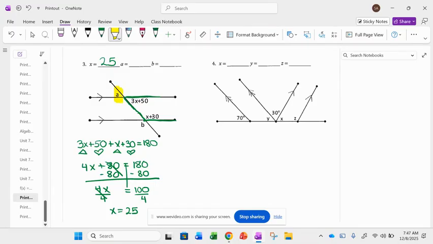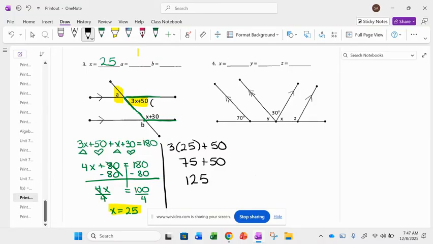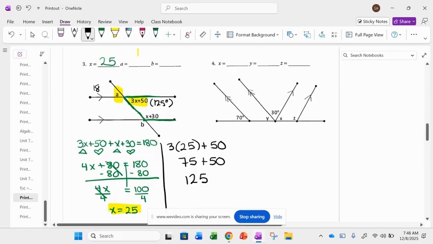Now we want to find angle A. Well, do we agree that angle A and that 3x plus 50, aren't those vertical angles? So angle A will equal 3x plus 50. So if I plug in that 25 for x, I will be able to find what 3x plus 50 is. So we're going to say 3 times 25 plus 50. Well, 3 times 25 is 75, plus 50 is going to be 125. So if this angle is 125 degrees, then angle A is also 125 degrees because vertical angles are congruent.